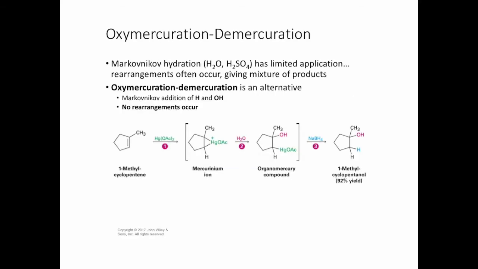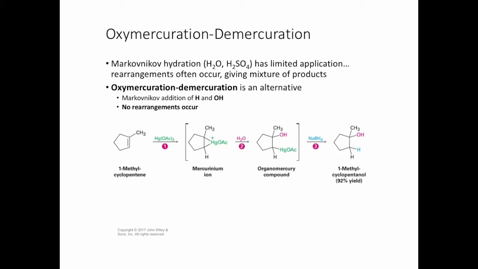Now, the acid-catalyzed hydration I just showed you actually has limited applications because, since it goes through that carbocation intermediate, rearrangements can take place and then you get a mixture of products. So there is another reaction that's much more commonly used, but it's a little more complicated. And it's the oxymercuration-demercuration.